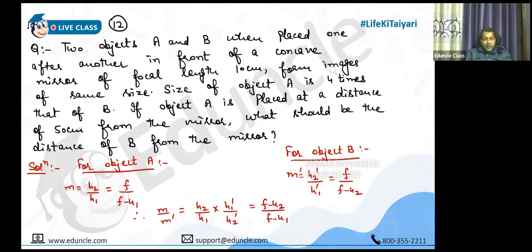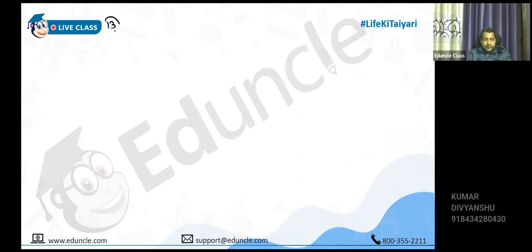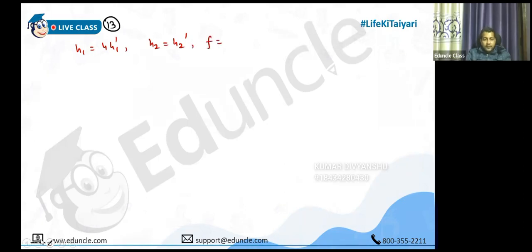And they form images of the same size, which means H2 is equal to H2 dash. So H1 equals 4 H1 dash, H2 equals H2 dash. And f is how much? 10. So therefore, what was the relation?